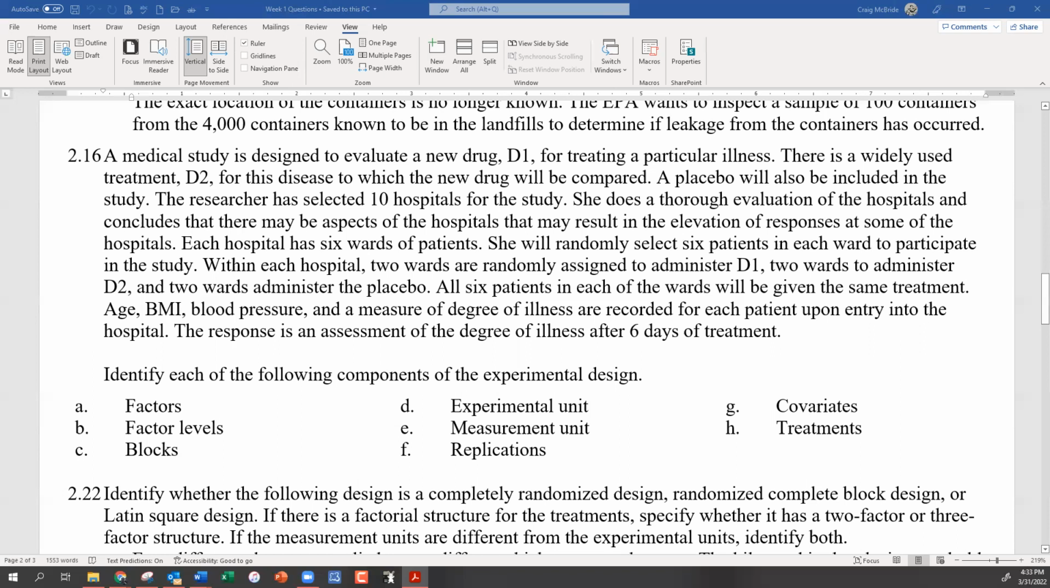You could also then argue that if the experimental unit is the patient, then you could argue that the blocks might even be the wards, right? So there's a little wiggle room between what correct answers would be for C and D.